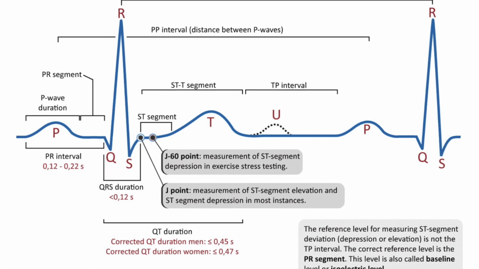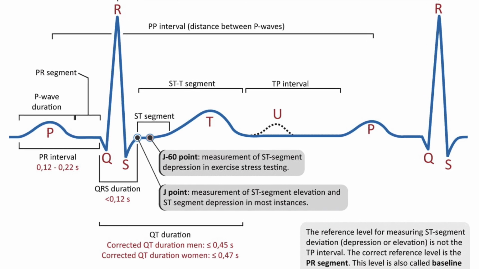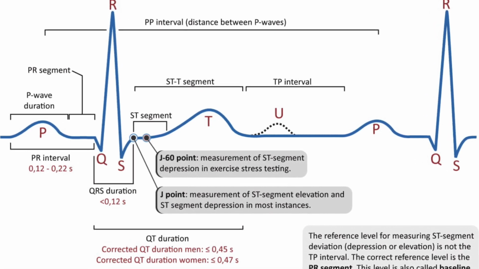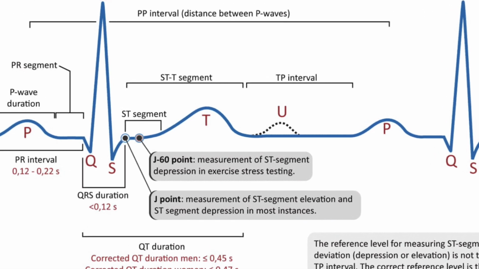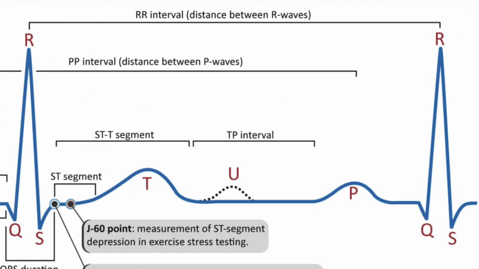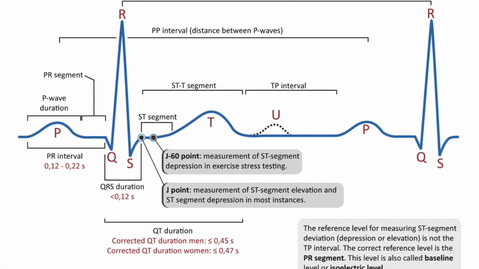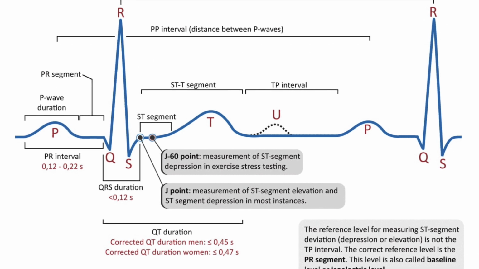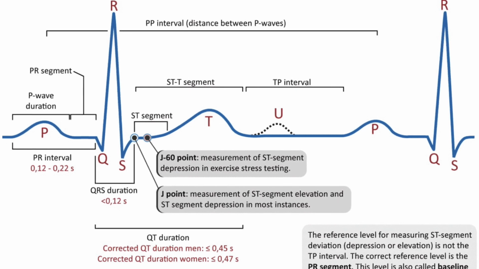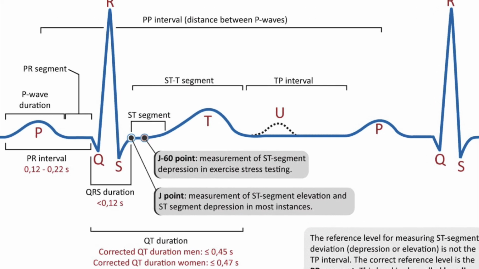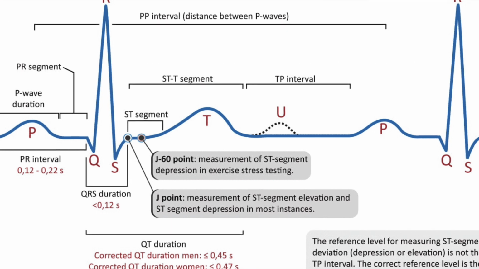Next is the T wave. The T wave represents ventricular repolarization. It appears as a small wave after the QRS complex. The next one is the RR interval. It begins at the peak of one R wave and ends at the peak of the next R wave. It represents the time between two QRS complexes.